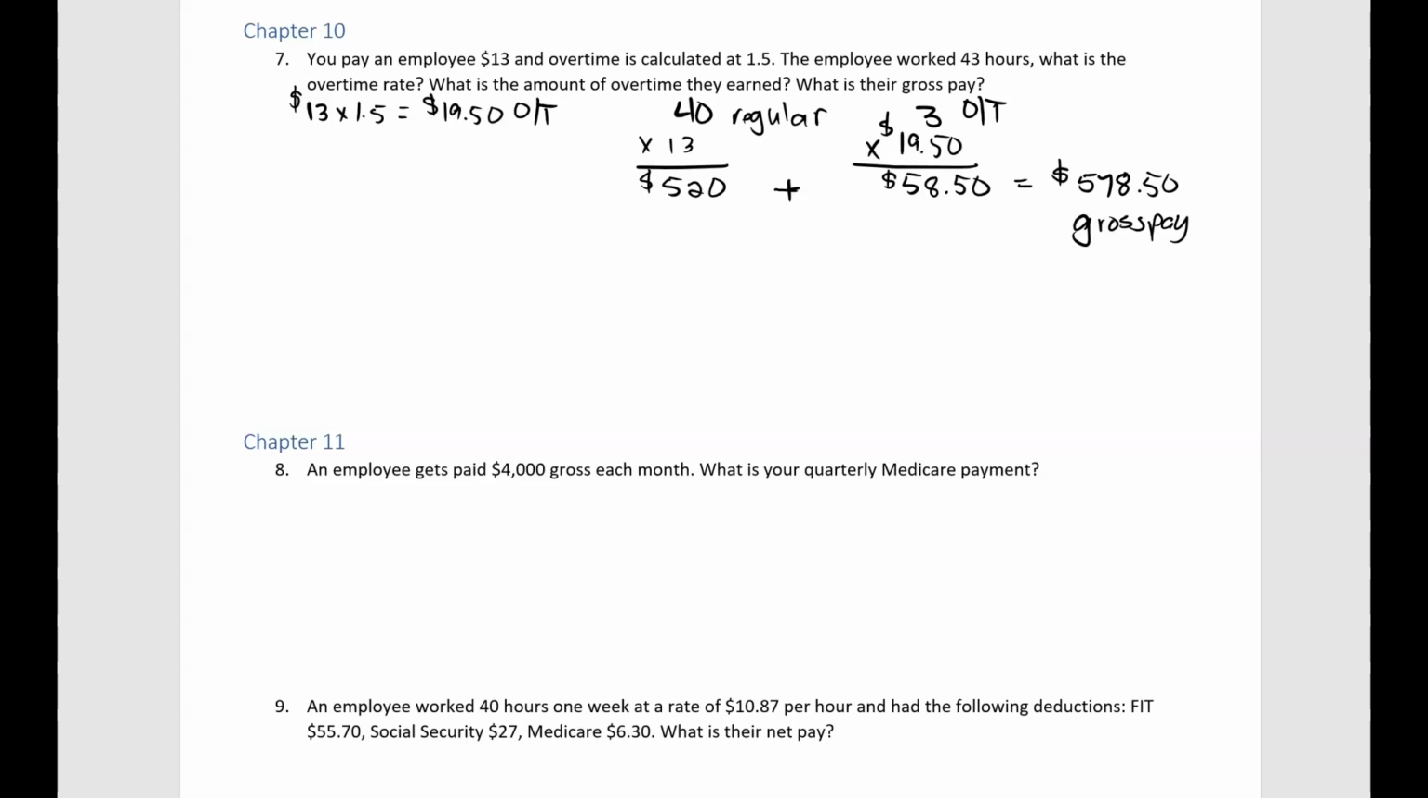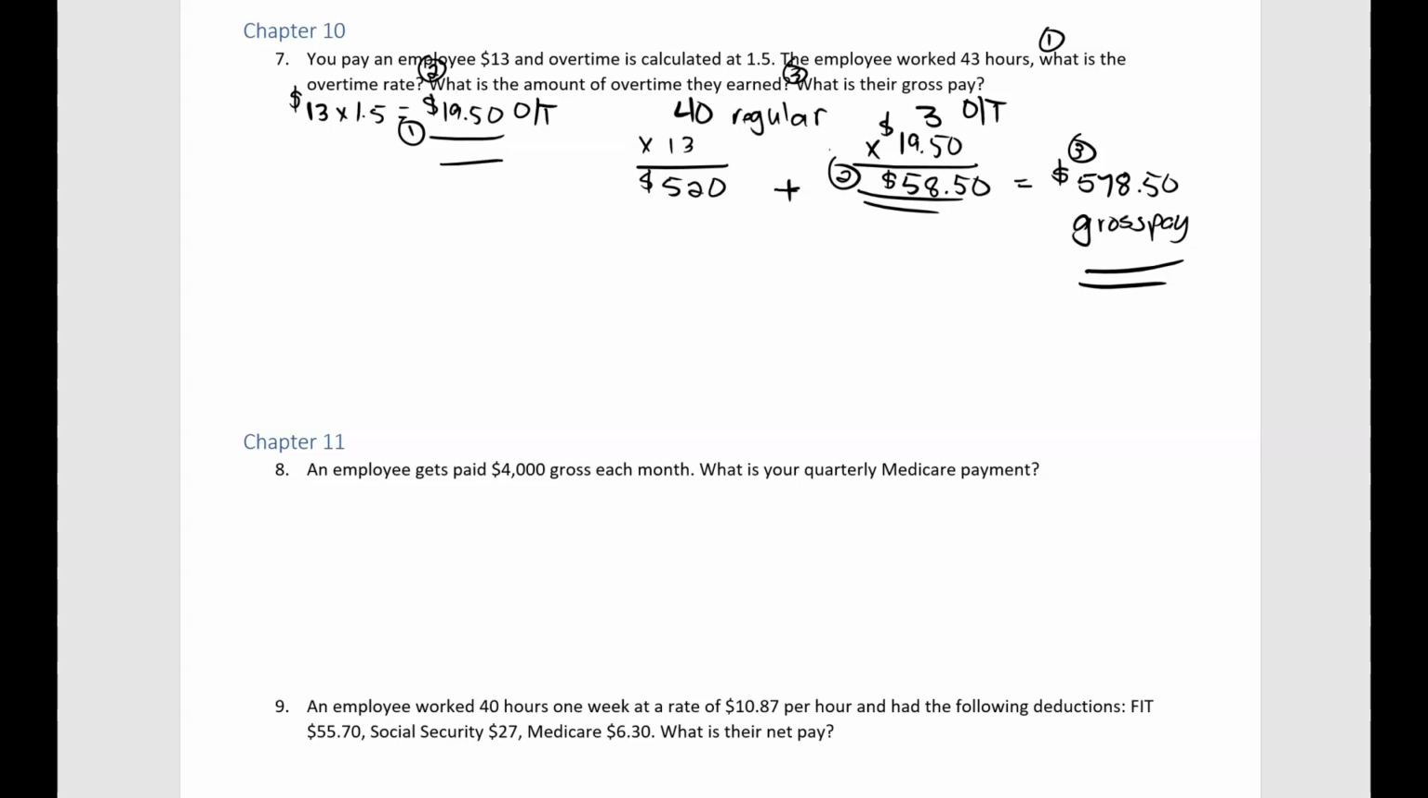So the first part, what is his overtime rate, is $19.50. The second part is what is the overtime he earned, $58.50. And then what is his gross pay? Number 3, right here, is $578.50.